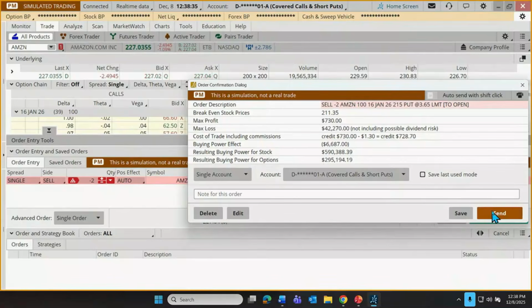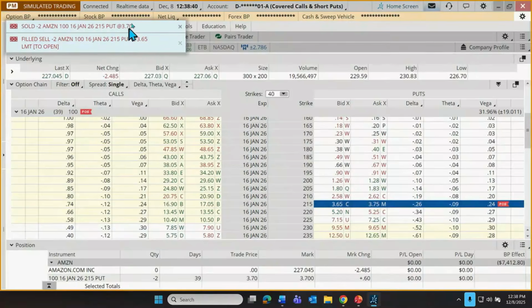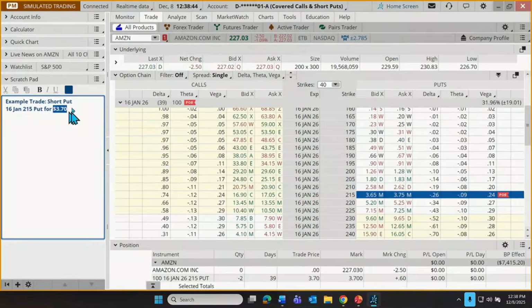And let's send this order off and see if we can get it filled. 365 to 375. Yep, we're asking 365, and we actually did fill at 370. That's exactly what we've been talking about through most of this discussion.